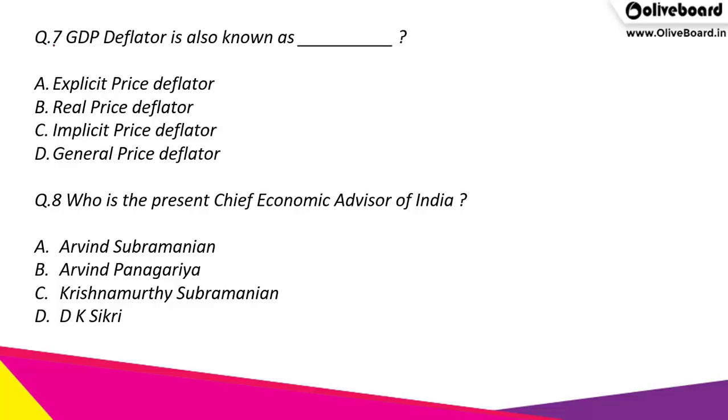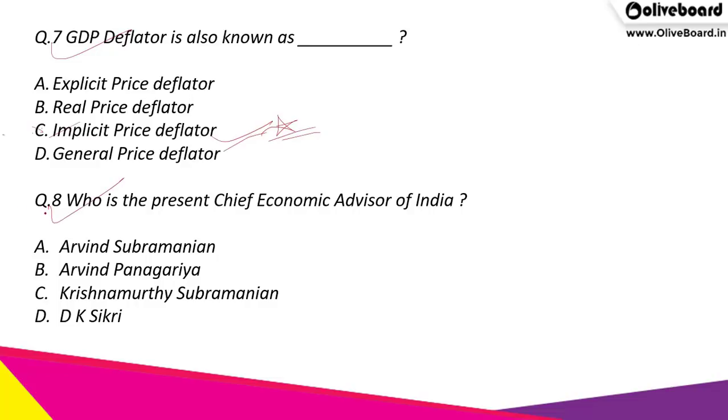Question number 7. GDP deflator is also known as explicit price deflator, real price deflator, implicit price deflator, or general price deflator. The answer is C. It is also known as implicit price deflator. Okay, an important question again.